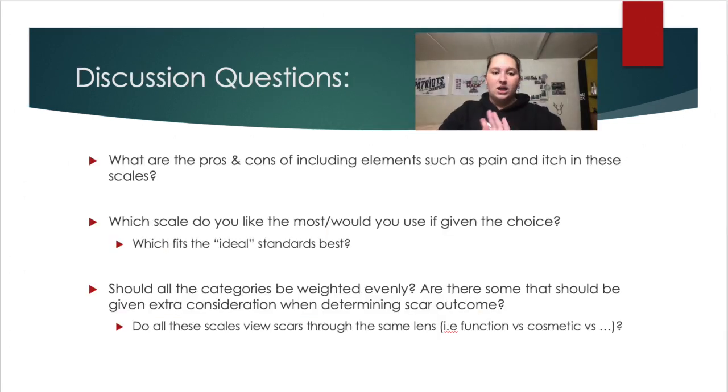So my discussion questions for you guys are: what are the pros and cons of including elements such as pain and itch in these types of scales? Again, only the Patient and Observer Scar Assessment Scale actually included these categories. Why do you think that is? Do you think the other scales would be different if they had included it? Is there a reason they didn't include these things? Do you think they should? Let me know what you think.